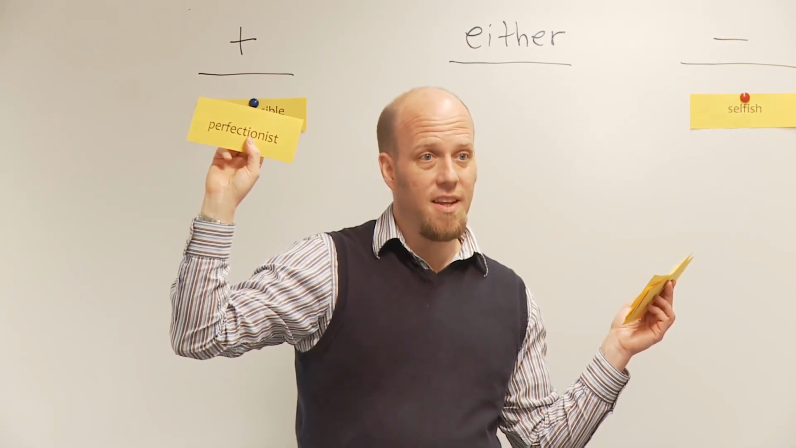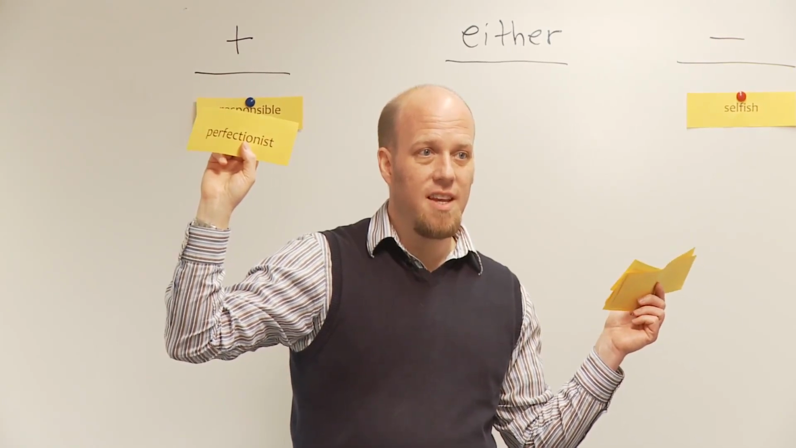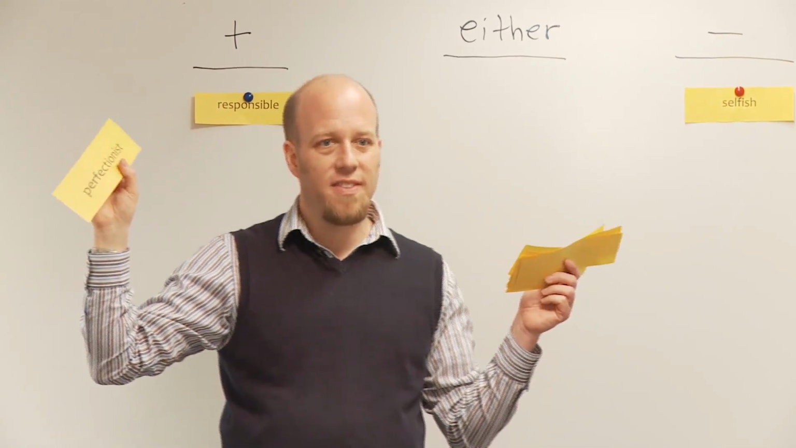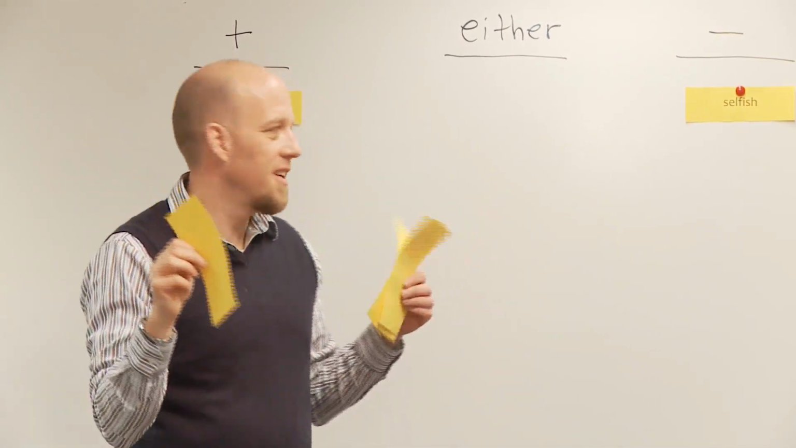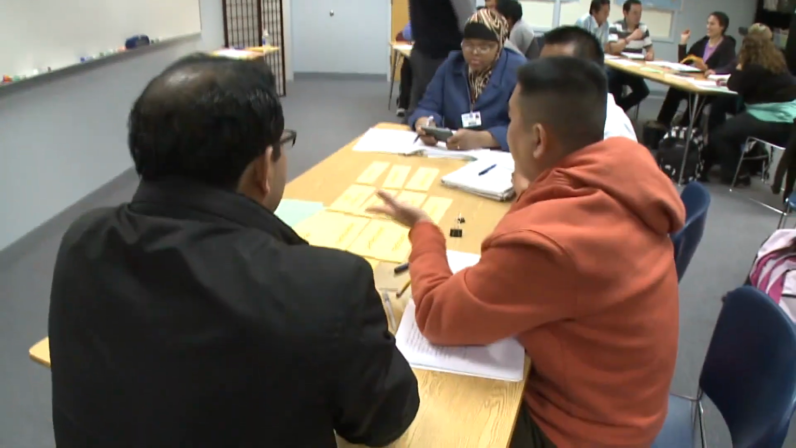Sometimes it's negative being so perfectionist. Yeah. Why is it negative? Pushy. Yeah, it's too pushy, too strong. Stress. They're always stressed. So should I put it positive, negative, or either? Either. Okay. So you guys understand what to do now? Yeah.